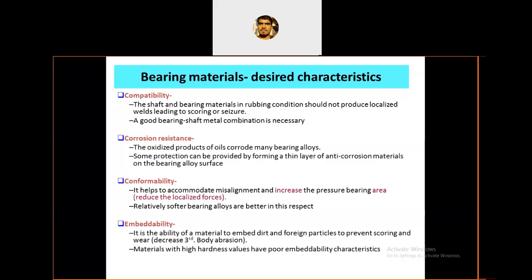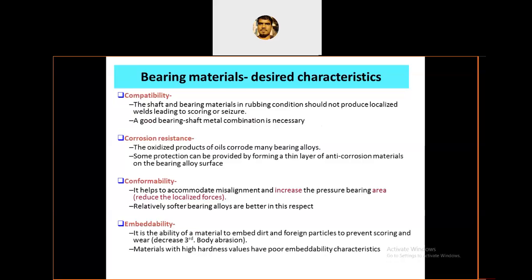Scoring means what? Abrasion. Okay, or seizing. So that should be reduced, means decrease the adhesion. So you already know that adhesion, abrasion, they are all types of wear. Clear? So that we can reduce by good embeddability of that bearing material. That bearing material should absorb or embed the foreign particles or contamination to reduce the scoring or to reduce the welding.